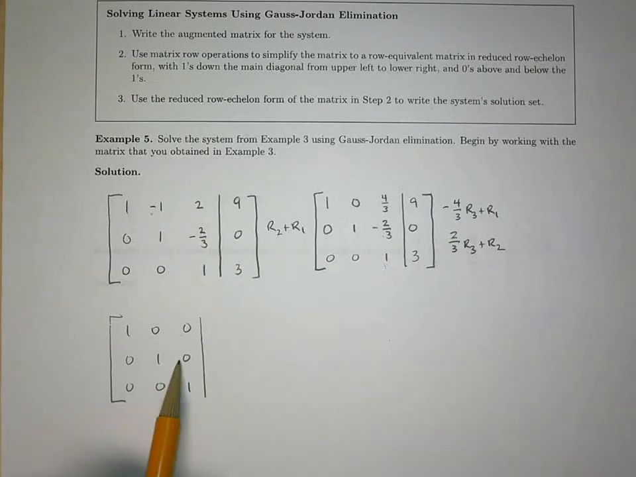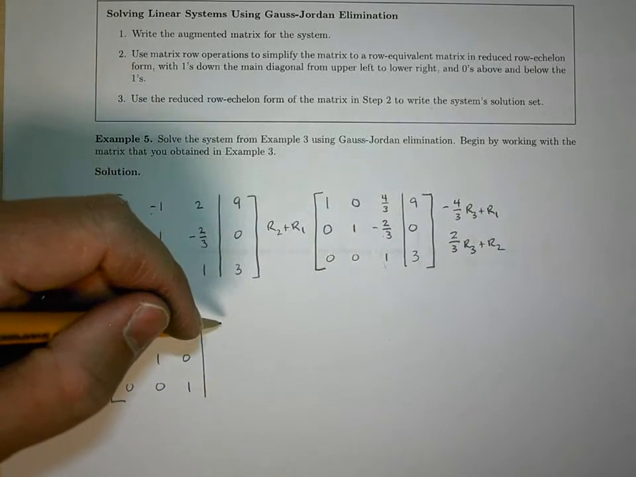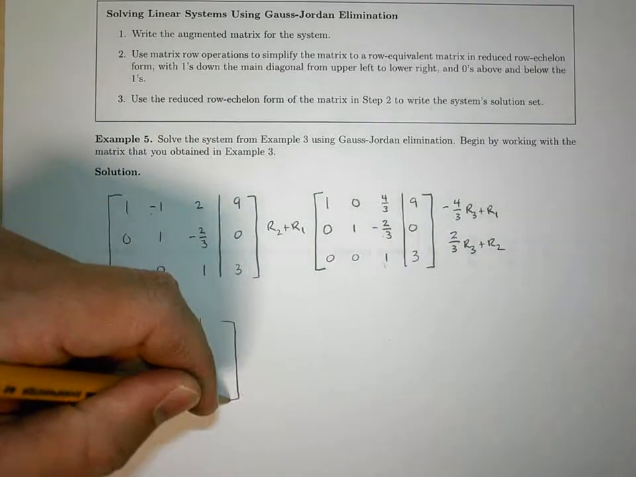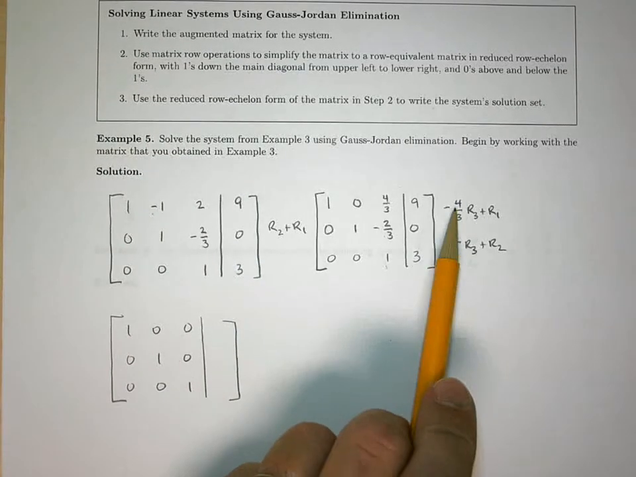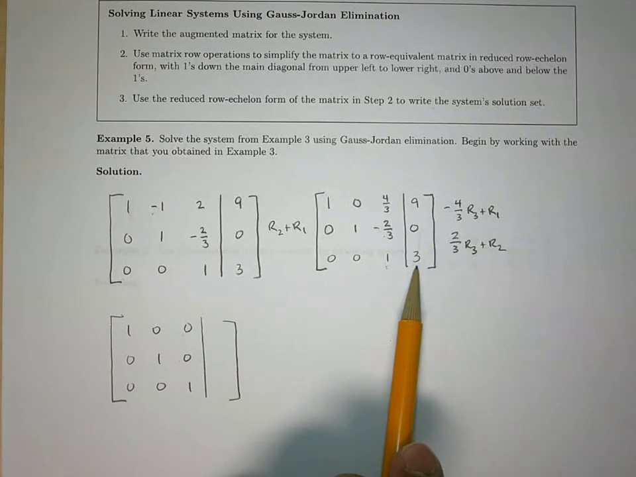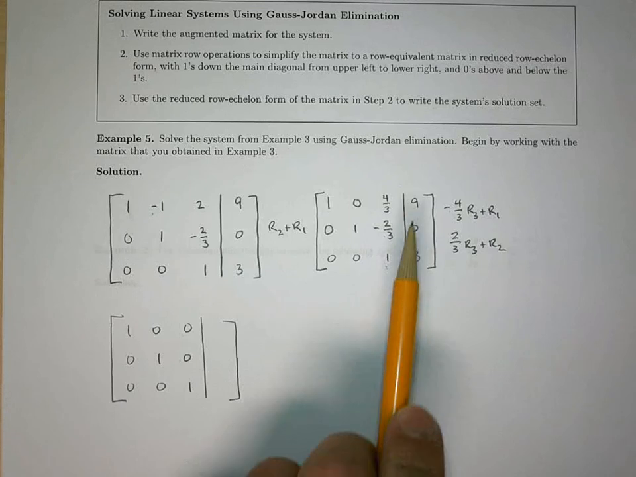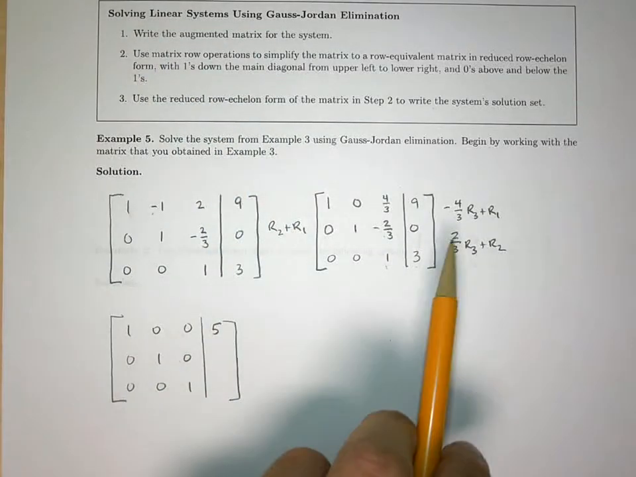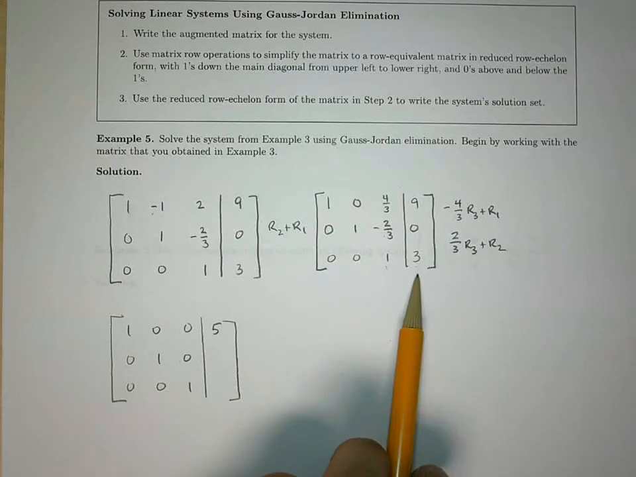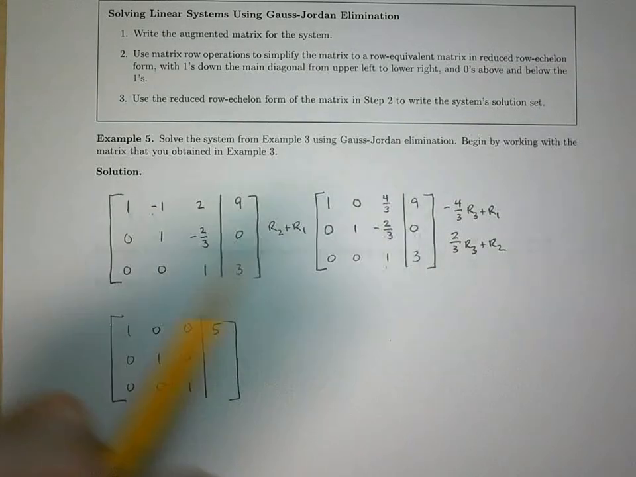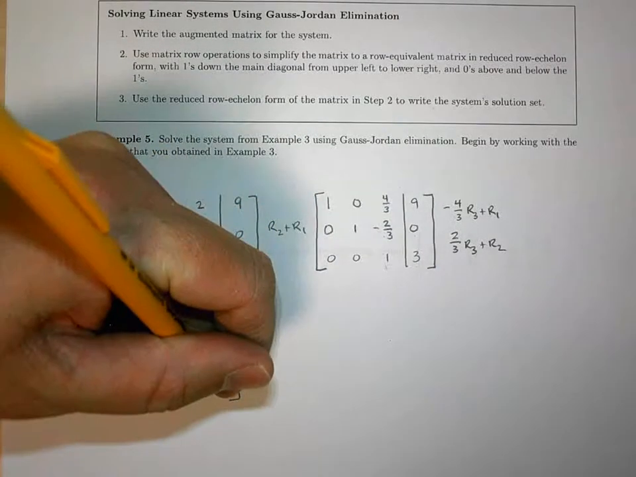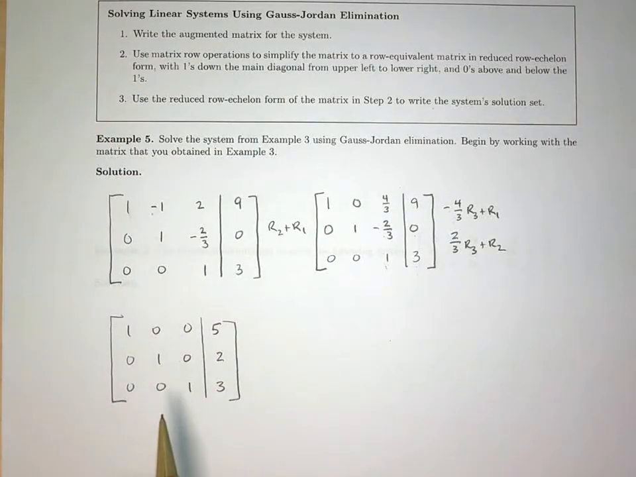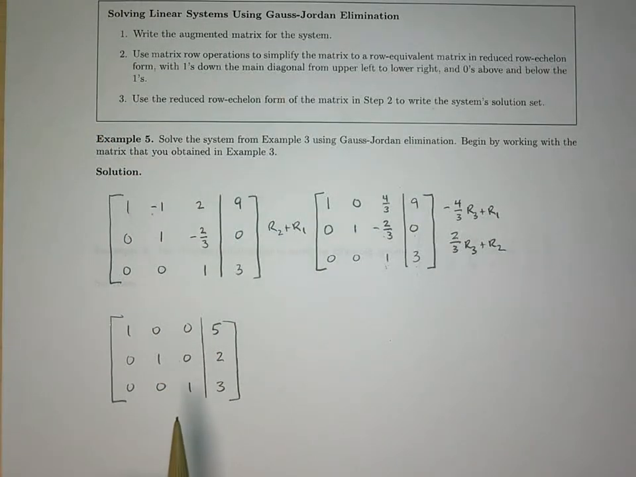Let's look at what effect this has on the right side. Negative 4/3 times 3 is negative 4, plus 9 is 5. 2/3 times 3 is 2, plus 0 is 2. And so now we see what we found in example 3 at the end. This matrix tells us directly that x equals 5, y equals 2, z equals 3.